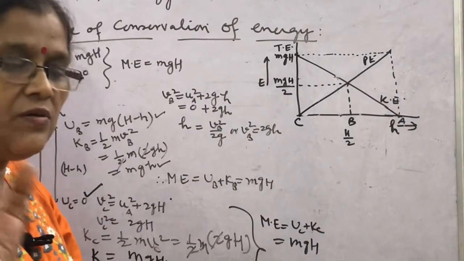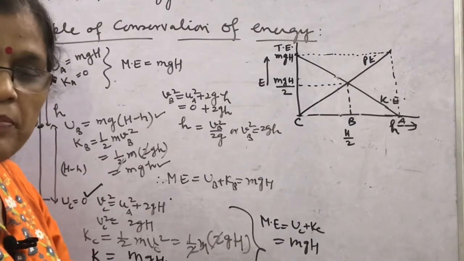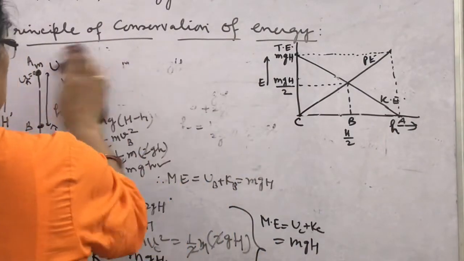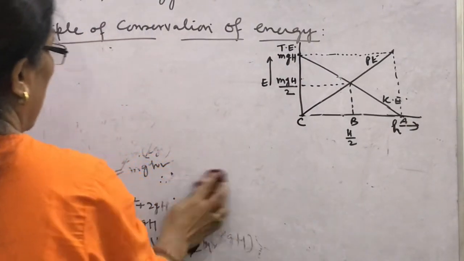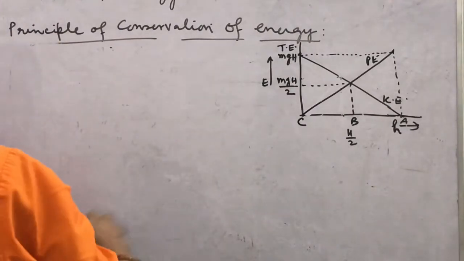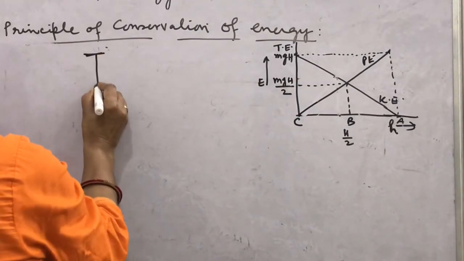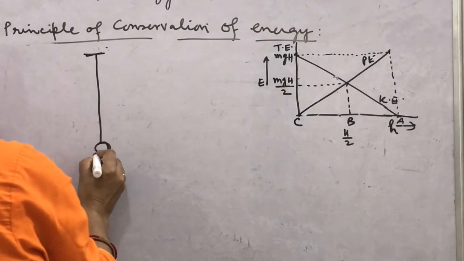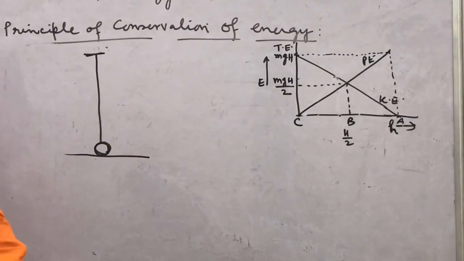Principle of conservation of energy is also explained by the pendulum. Motion of simple pendulum. You know what is a pendulum? A spherical bob which is suspended by a light string, and it performs to and fro motion about its mean position. If the pendulum is suspended from a light string in this way, then this is the position of the pendulum, suppose called mean position.